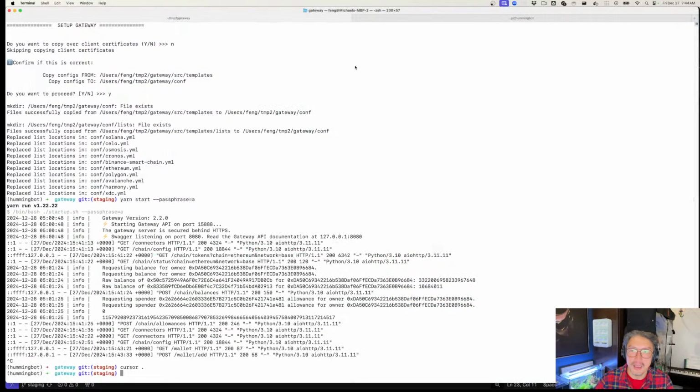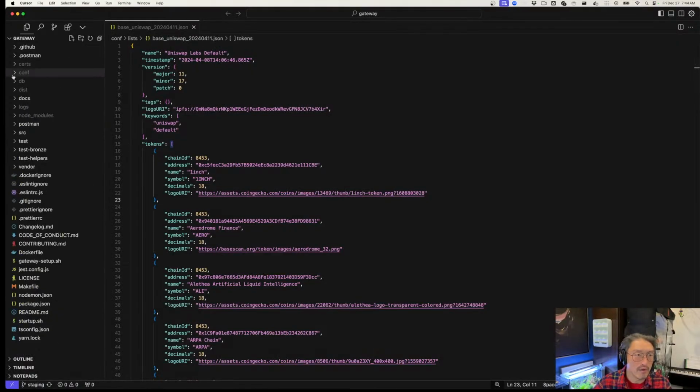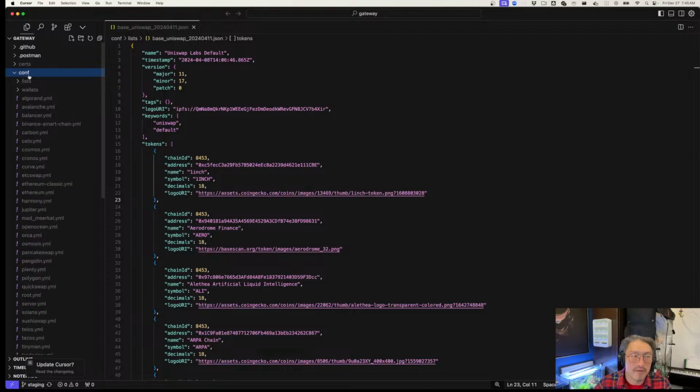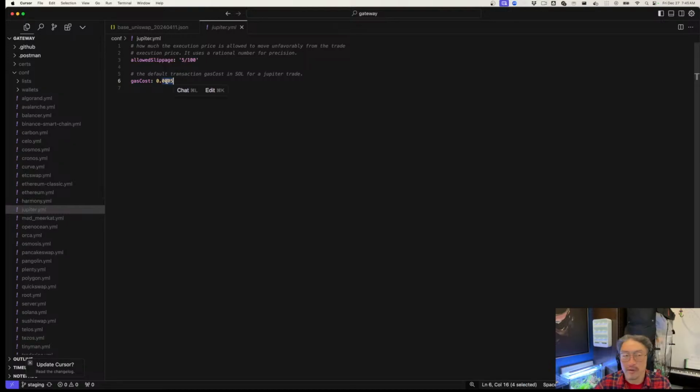So here in Gateway, we just accessed our IDE. What we did before was copy the standard templates for the configurations for each chain and each connector into this config directory, which defines our settings for each of the DEXs. For Jupiter, we can see that we're assuming a default gas cost of 0.005, and we're using a 5% slippage.